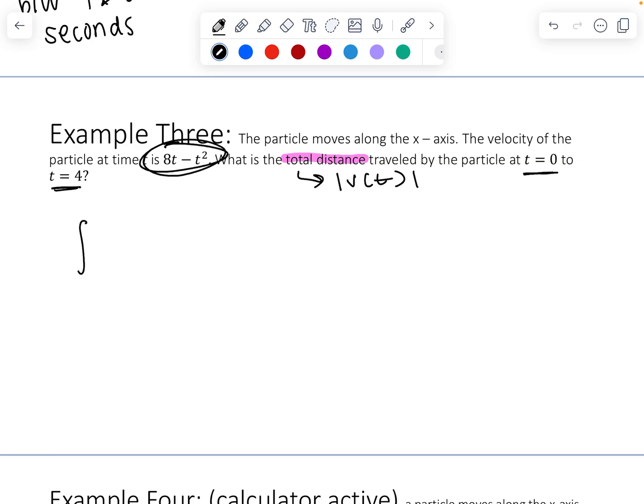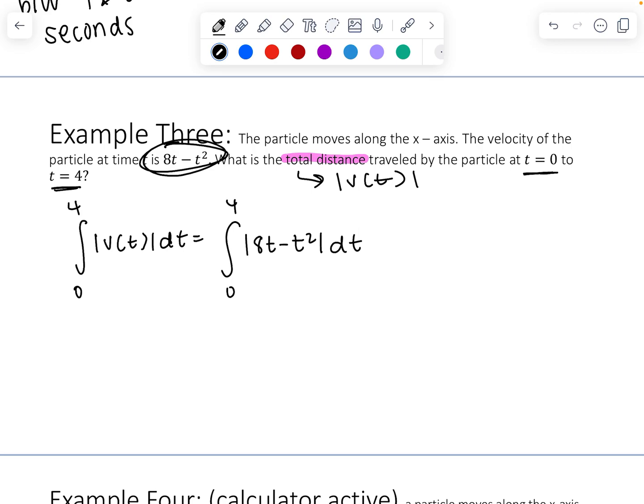On the AP test, even if you don't know how to evaluate this integral, if you were to set up this function just like this, you would get a point, because that means you understand how the integral connects to this problem. And then specifically, we want this. The question is, what do we do with this absolute value? Because there is not an antiderivative rule for the absolute value.